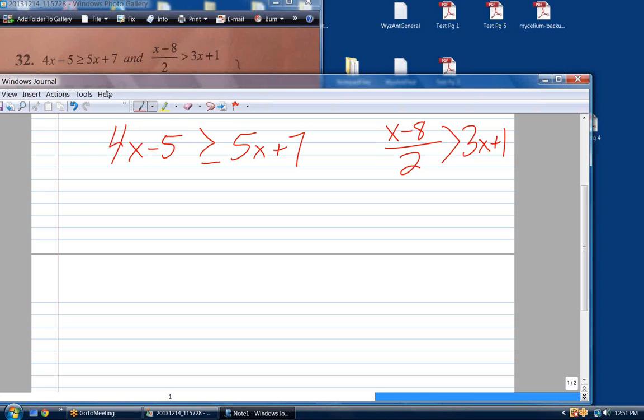All right, this one says "and." So let's solve each one. Let's just start with the left one. Subtract 4 from both sides. 4x, yeah, 4x, sorry. Okay. Negative 5 is greater than or equal to x plus 7. Yeah, it's minus 7 from both sides.